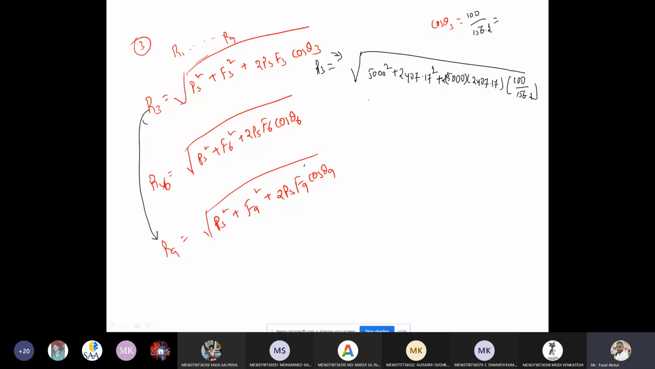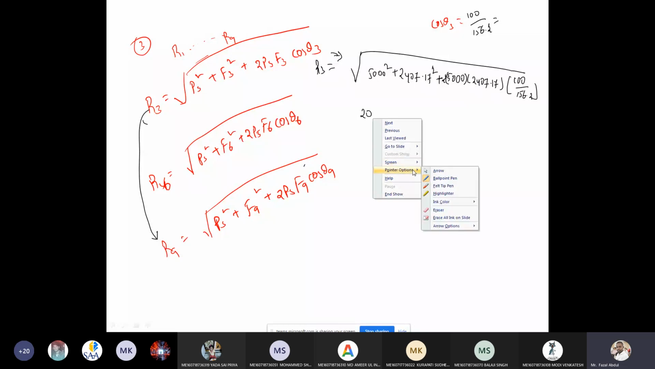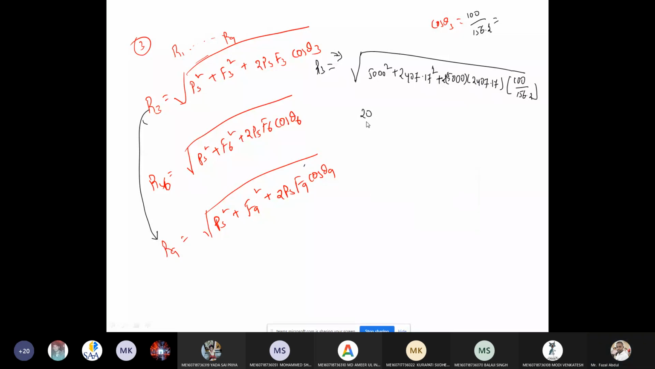Sir, 2,754. 2,000, sorry. (754 newtons). That is R3. R3 equal to R9. Now only R6 we have to calculate.